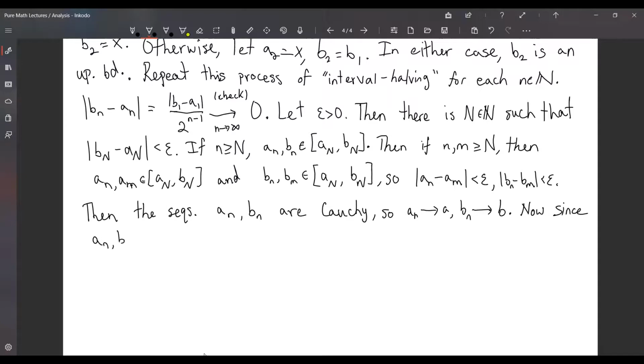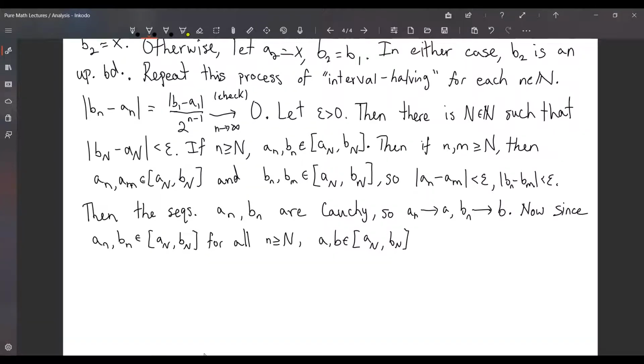Now, since A sub n and B sub n were contained in A sub big N and B sub big N for all little n bigger than or equal to big N, A and B are also contained in this interval. And we sort of saw why this was true, I think, or am I thinking ahead of myself?